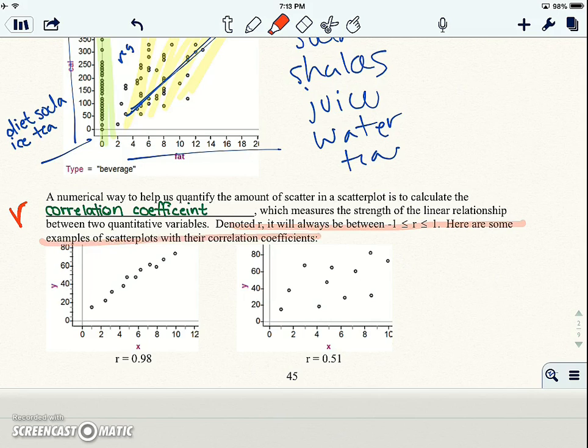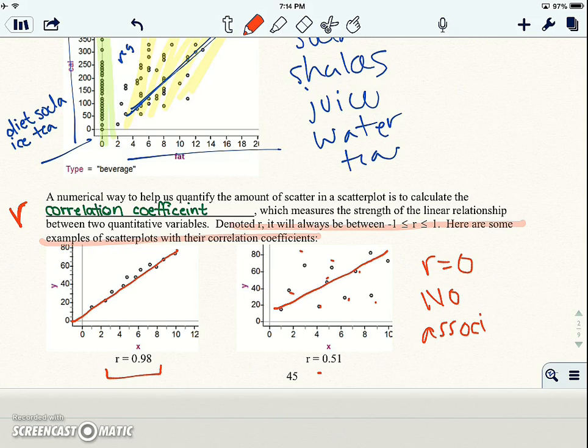And here are some examples, okay? So if you look at this one, it's almost a perfect line, and it's positive. So the R is a positive number really close to 1. This one, it could maybe be going up, but there's lots and lots of scatter. So notice that it's still a positive number, but it's much closer to 0. And an R of 0 means no association. Or no linear association. I should say no correlation. Because this is looking at linear stuff.